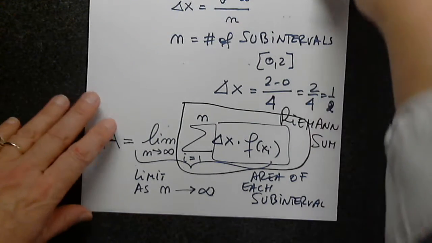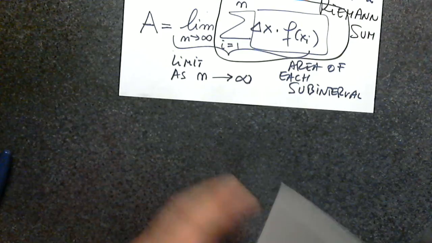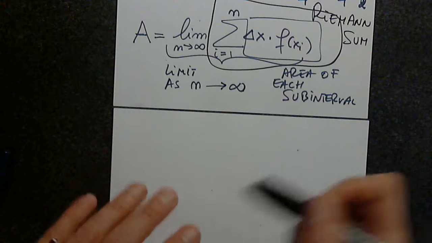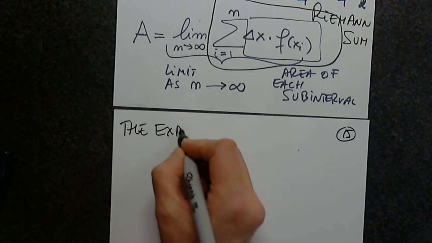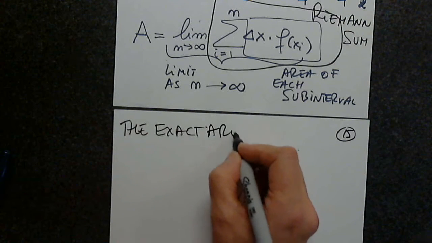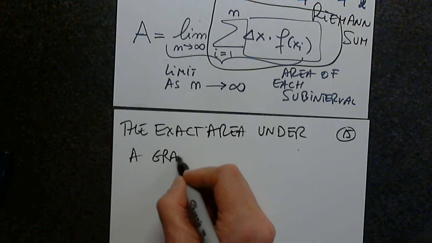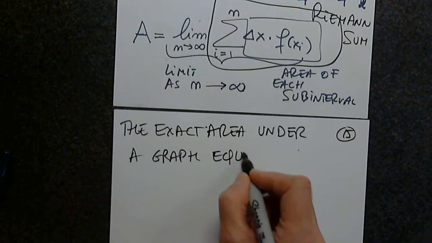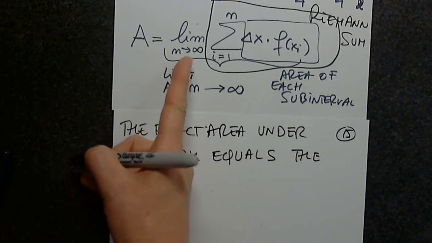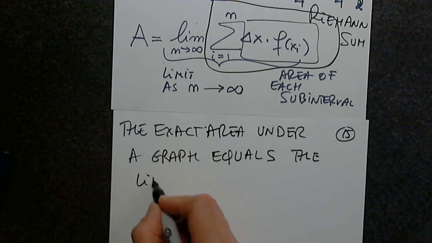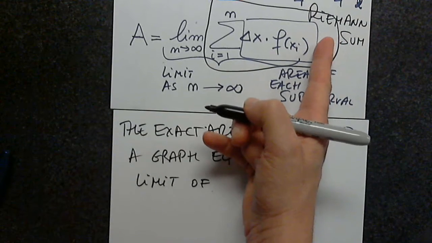So now moving forward, we are going to remember that the exact area under a graph equals the limit of the Riemann sum.